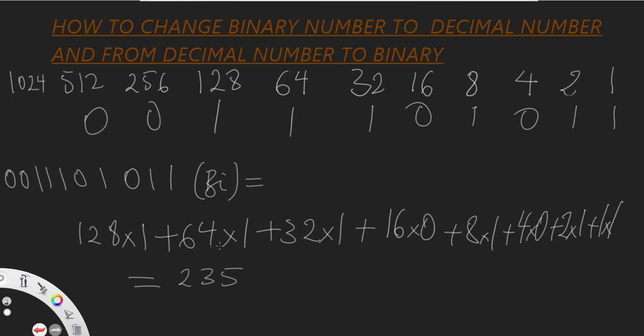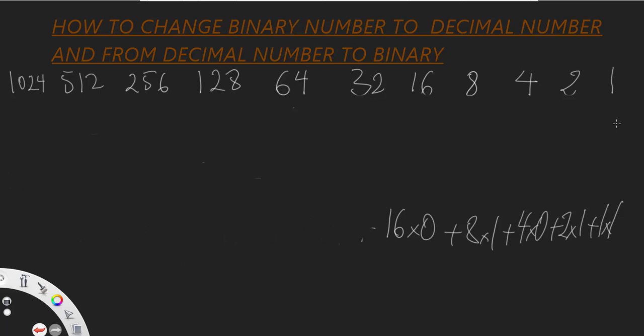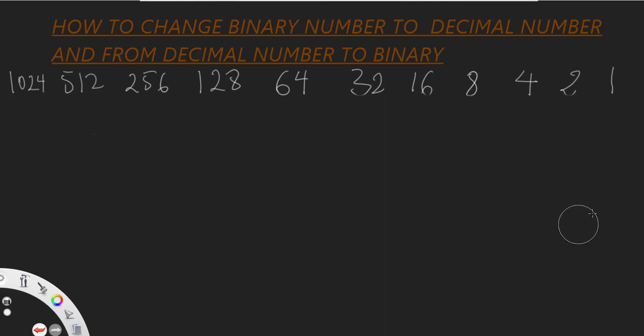128 plus 64 plus 32, 0 plus 8 plus 0 plus 2 plus 1, is 235. That's great. Now let's try to figure out how to change from decimal to binary. Let's remove this. But always we use the geometry sequence that I put up there. You always use it, okay?